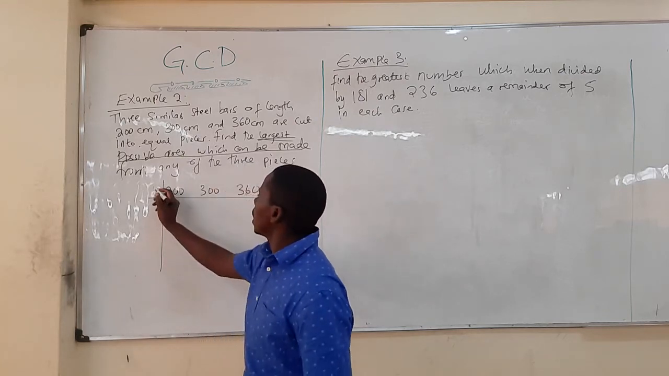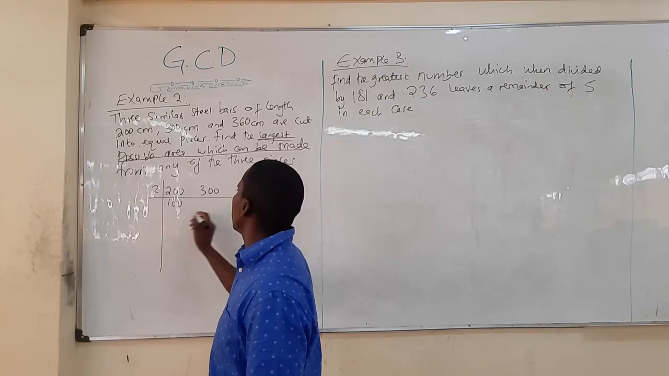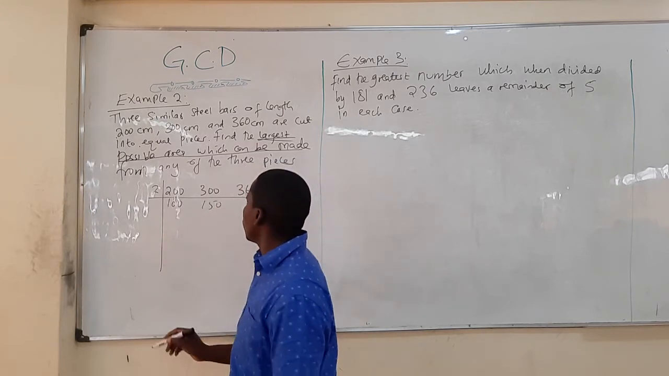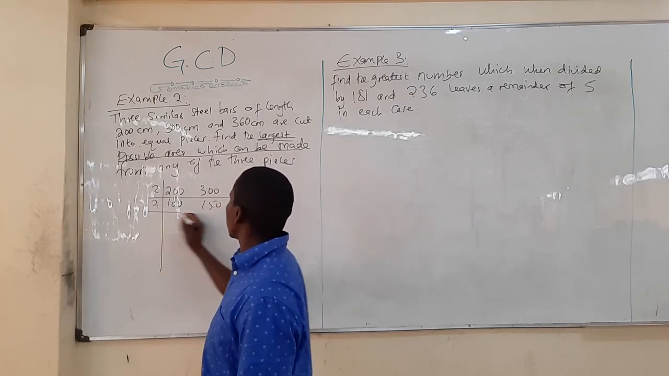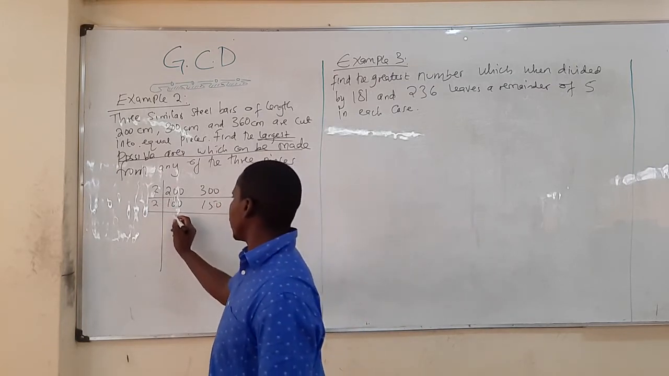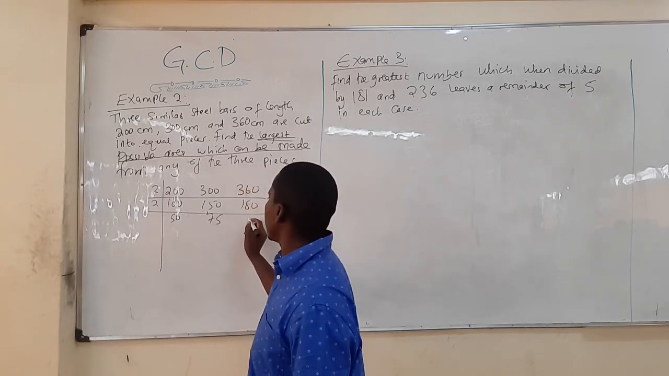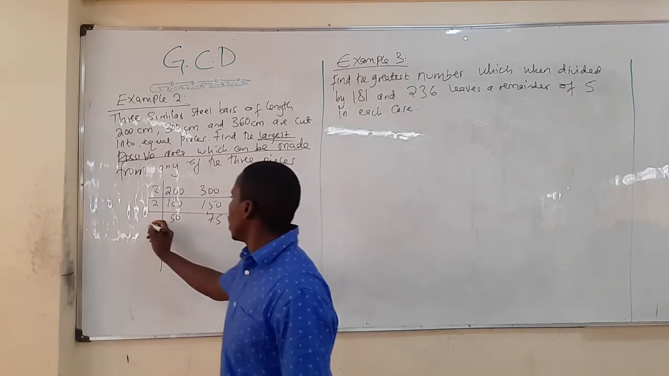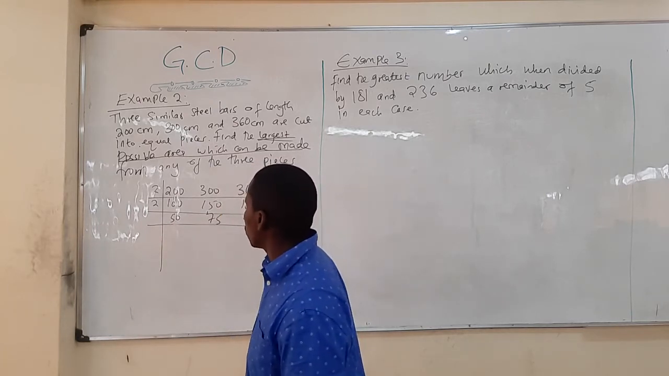You start with 2 because all of them are divisible by 2. You get 100, divided by 2, 150. This divided by 2, 180. By 2 again, because of 50 there, 75 there, and this is going to be 90. 2 again, no, because 75 cannot be divided by 2.